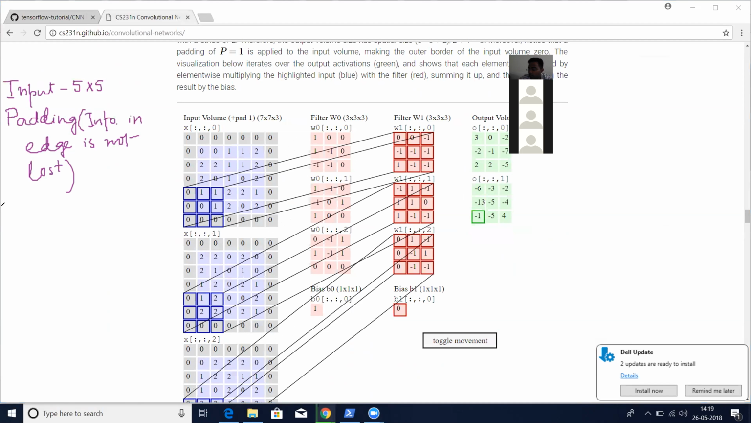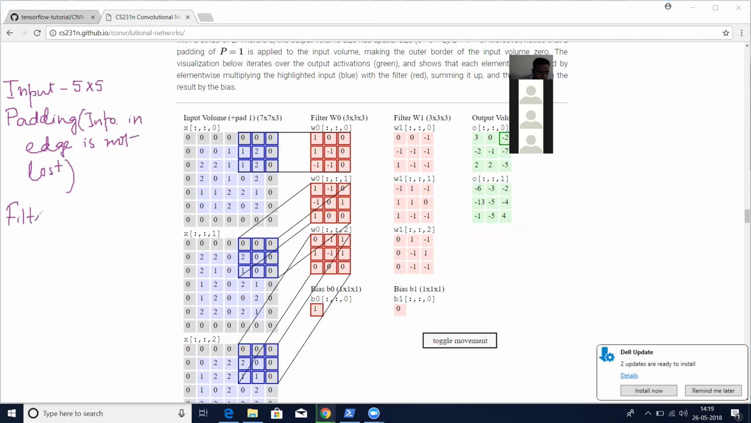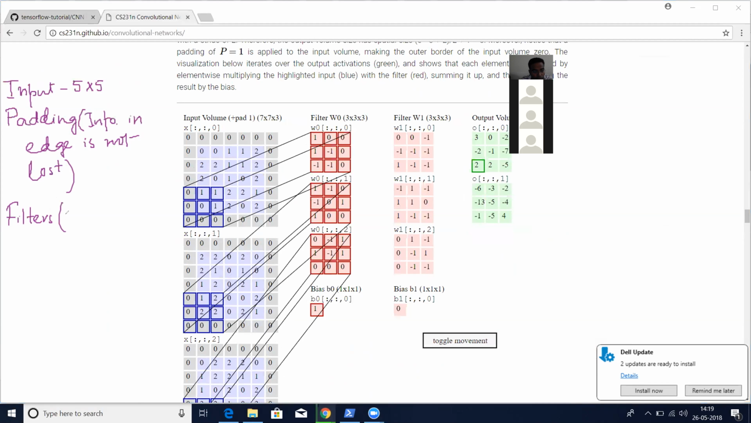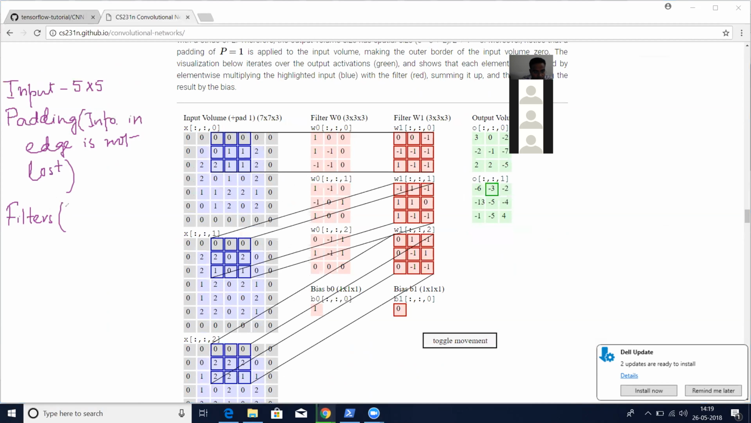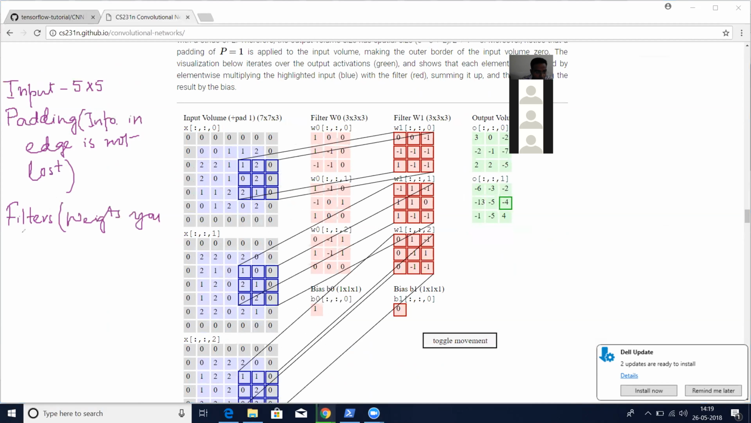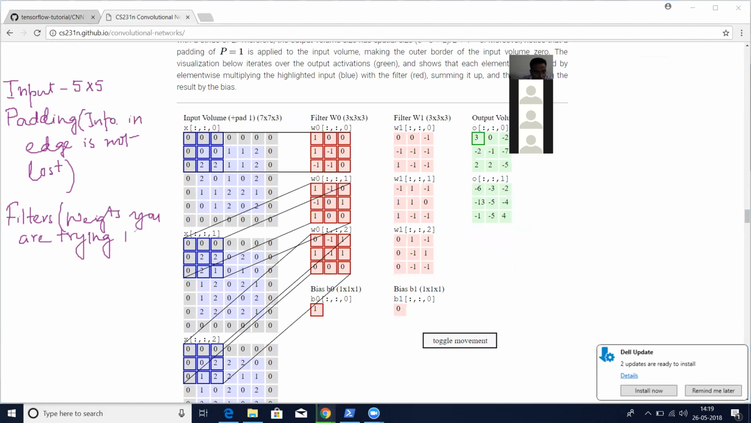Then you have filters. What are filters? These are the weights you're trying to learn so that you extract features. Weights you are trying to learn.